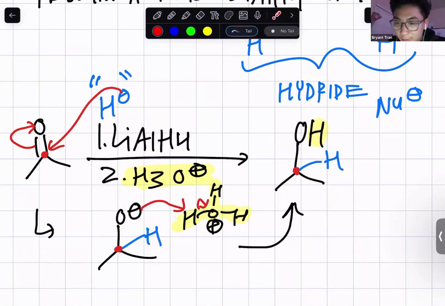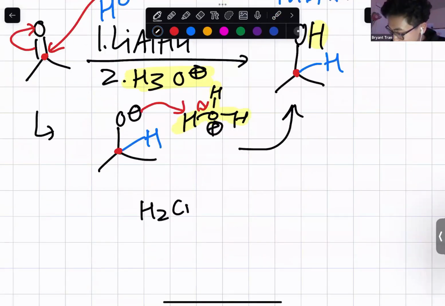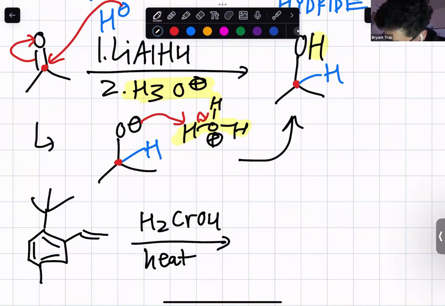Would we see one that involves a chromic acid? So you're thinking of a different reaction, right? You're thinking of H2CrO4 with heat. You're not going to see this reaction with carbonyls. You're going to see this reaction with benzenes and benzylic positions. So let's do a quick one. Let's say I give you this set of reagents here. What would the product look like here?